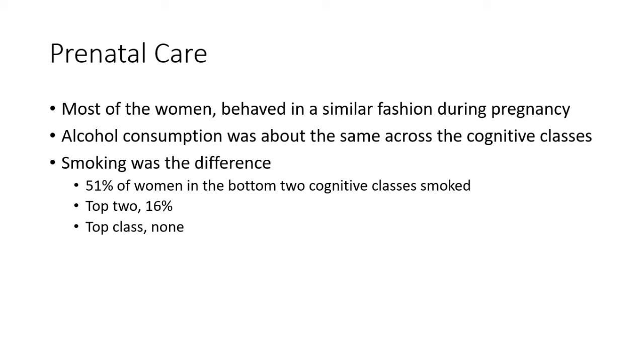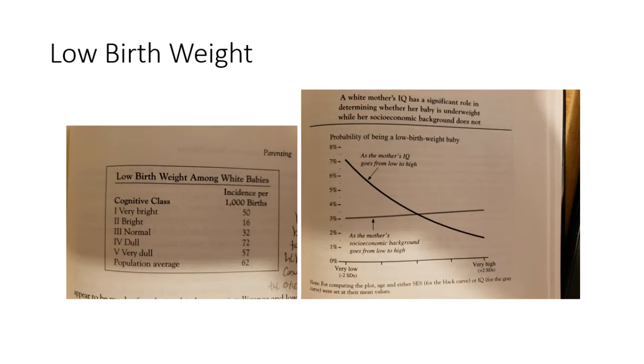then they also had this other statistic here on infant mortality. Infant mortality here, and I think I actually have a slide on this, so we'll come back to that later. Let's go to the next graph, and low birth weight. So low birth weight among white babies.